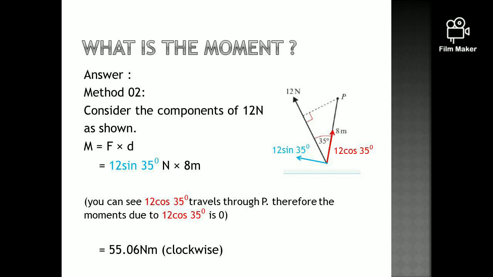Then what about this 12 cos 35 component? Now see whether this 12 cos 35 line is exactly traveling through P. Then what happened to that component? We already knew that if a force is traveling through the pivot point, the moment due to that force would be 0. So therefore there is no need of considering that 12 cos 35 component.